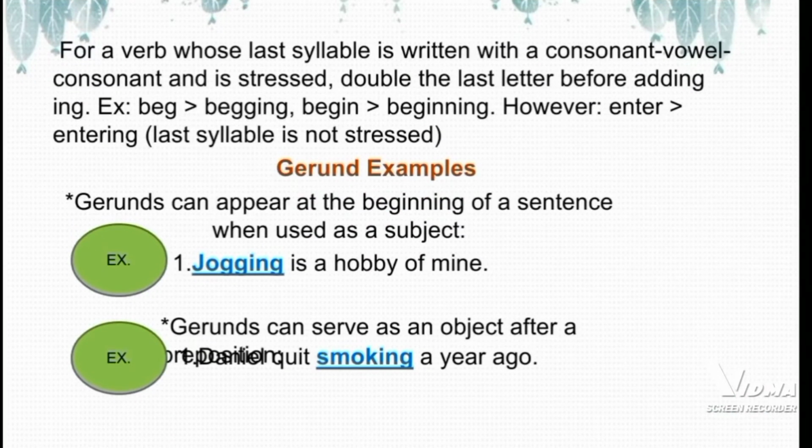And then, for a verb whose last syllable is written with a consonant, vowel, consonant, and is stressed, double the last letter before adding ing. For example, beg, which is spelled B-E-G: B consonant, E vowel, G consonant. So we double the last letter, which is the letter G. Beg, and then add ing, and it will turn into begging. The second example, begin, beginning.